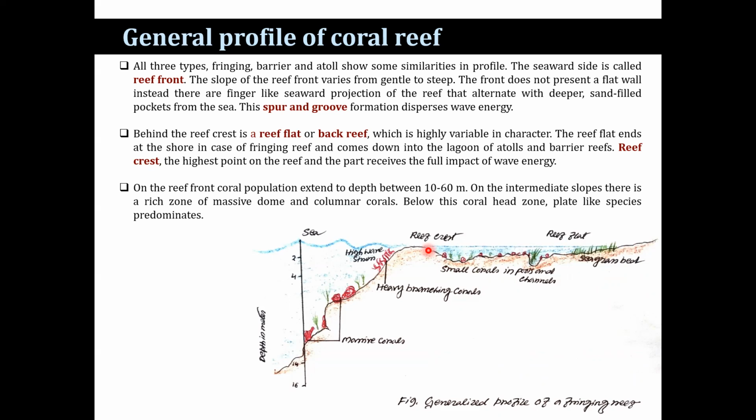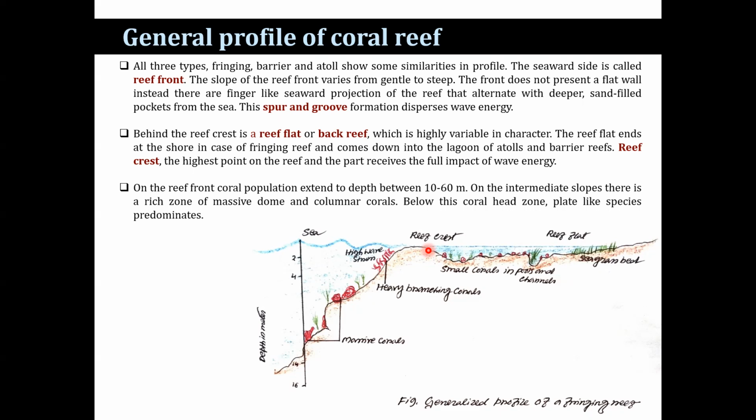On the reef front, coral populations extend to depths between 10 and 60 meters. On the intermediate slopes, there is a rich zone of massive, dome-shaped and columnar corals. Below this coral head zone, plate-like species are also predominant.